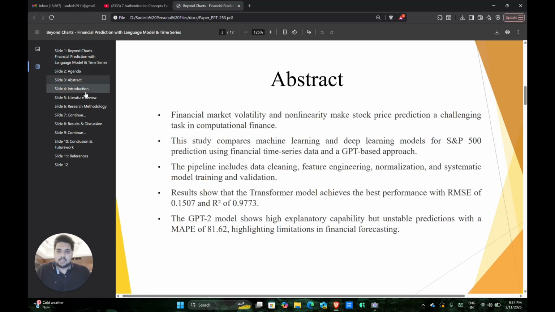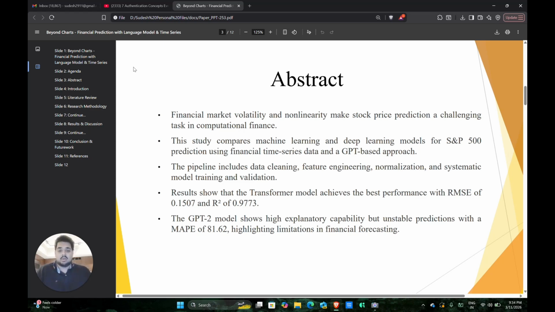So jumping into the abstract, financial market volatility and the non-linear nature of the market is a challenging task in computational finance. Many researchers have been trying to solve that for years. This study compares ML models and deep learning models for S&P 500, also transformers, using financial time series data and a GPT-based approach. The pipeline which I did as part of this study included data cleaning, feature engineering, normalization, and systematic model training and validation.